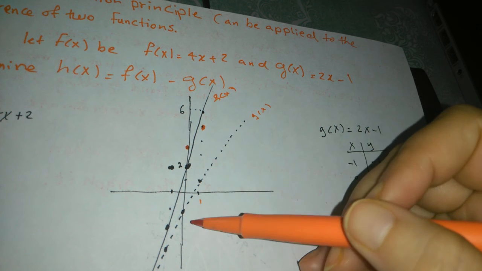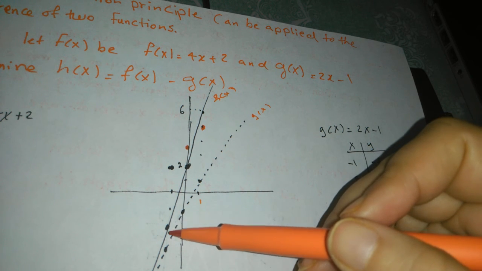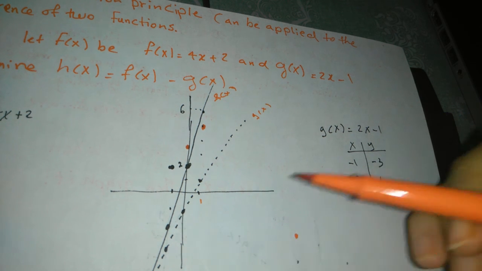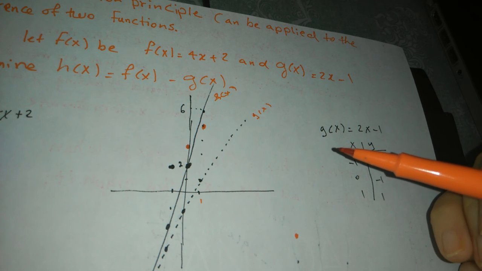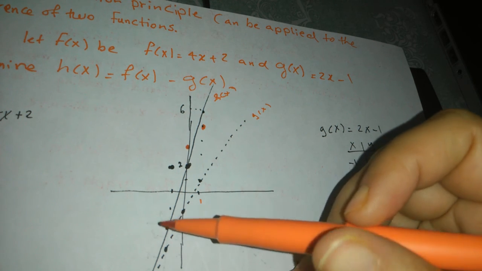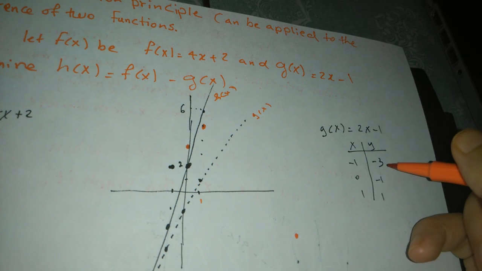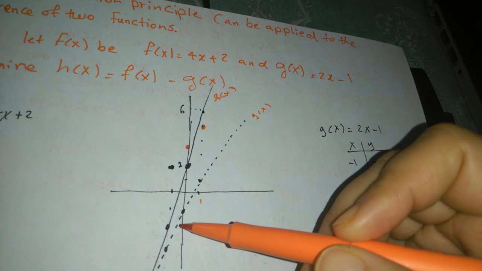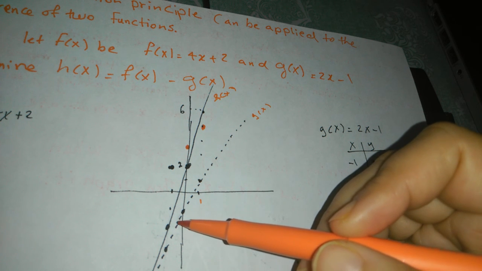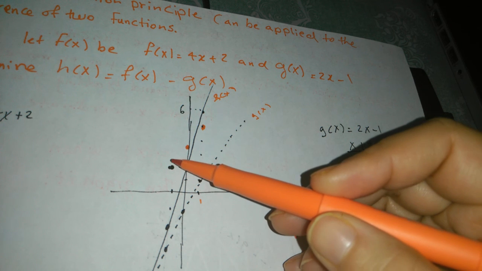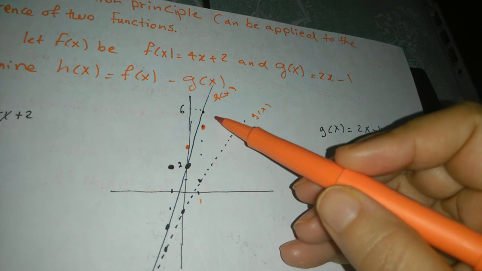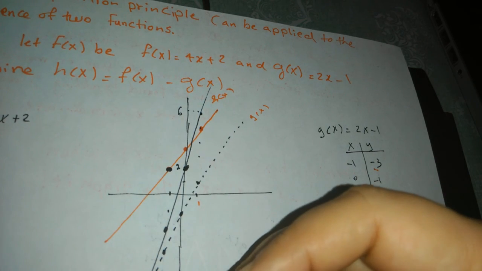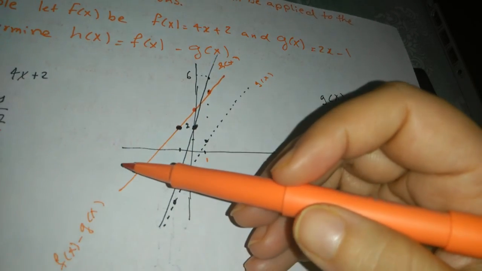That would be the point. And for -1, the y for f of x is -2 and the y for g of x is -3. So -2 minus -3 is going to be what? 1. So my point is going to be there. As you see, this is going to be f of x minus g of x.